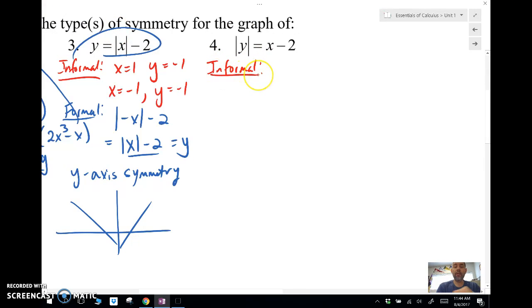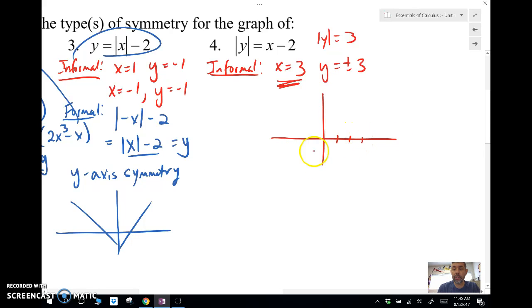We'll do this one informally as well. Don't need to be formal. All right, let's try x equals 3, and I'll show you why I'm doing it a little different here. If I plug in 3 in here, I'm going to get absolute value of y equals 3. Well, in this case, y could either be negative or positive 3, so it could be either one of those two. That one looks interesting. Notice here that opposite values of y produce the same value of x. So positive 3 produces the same x. Negative 3 produces the same x.